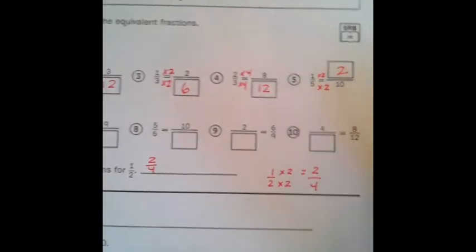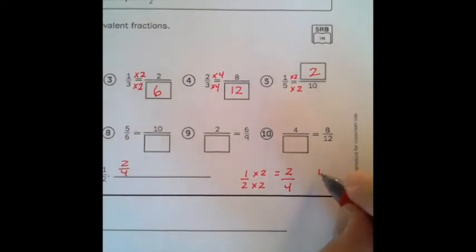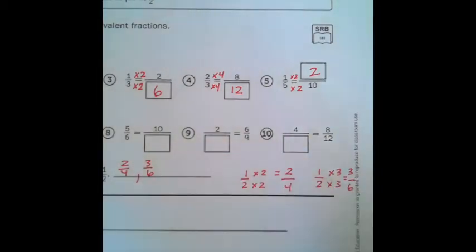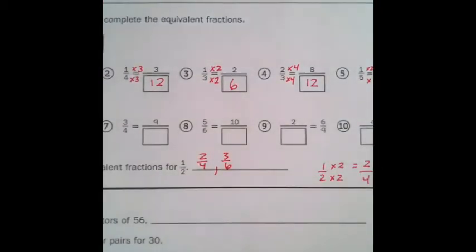So let's start again over here. Let's do it times 3. So 1/2. Multiply the top by 3. Multiply the bottom by 3. And 1 times 3 is 3. 2 times 3 is 6. So another equivalent fraction is 3/6. Can you come up with one more? All right, go ahead and give it a shot.